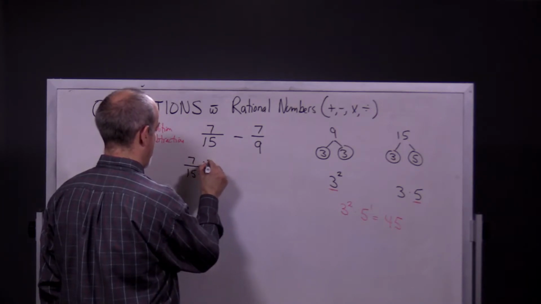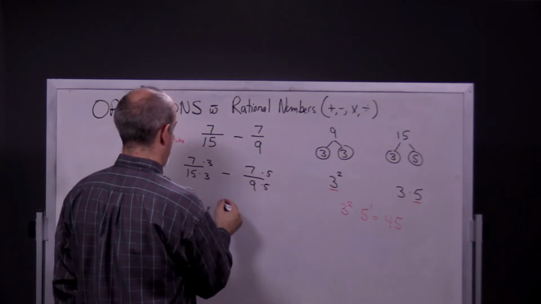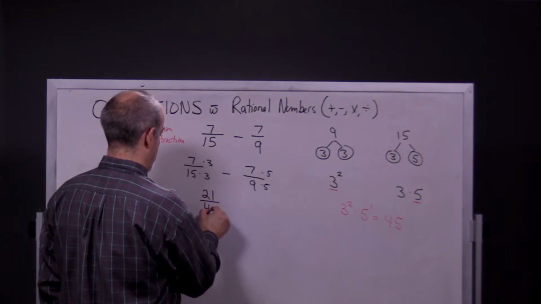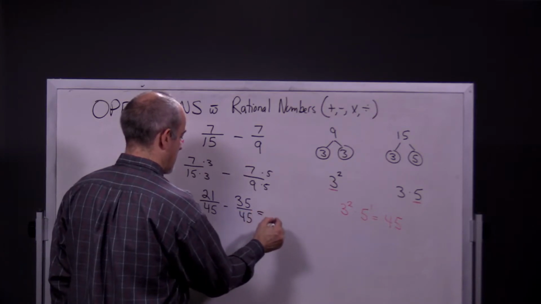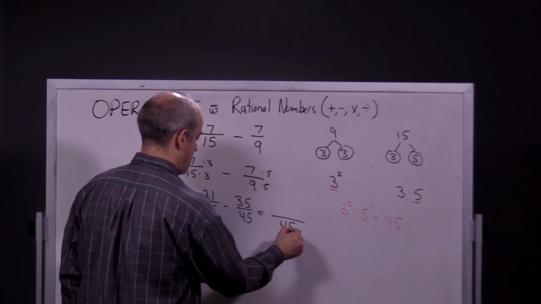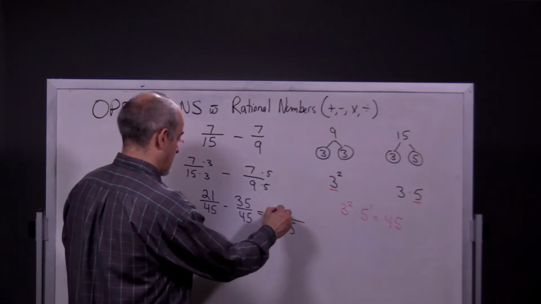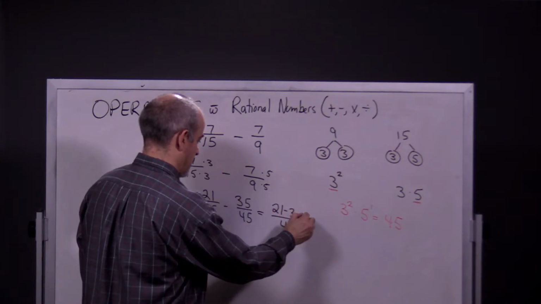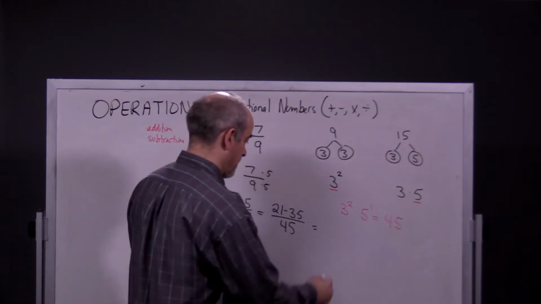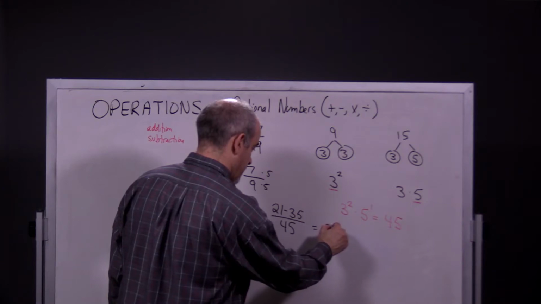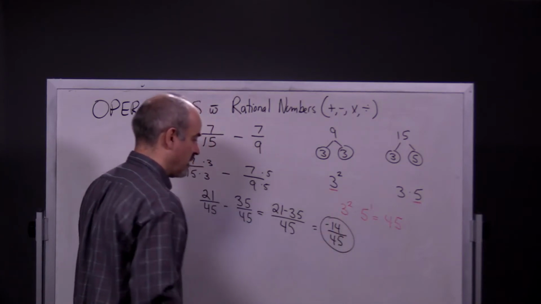So we want to make these be 45. I have to multiply this by 3 over 3, and this by 5 over 5. So you get 21 over 45 minus 35 over 45. Same as with addition, the denominator is just going to be the number that's in both denominators. Then on the top, you just subtract those two numbers. So you're going to get negative 14 over 45. And that's already in lowest terms.